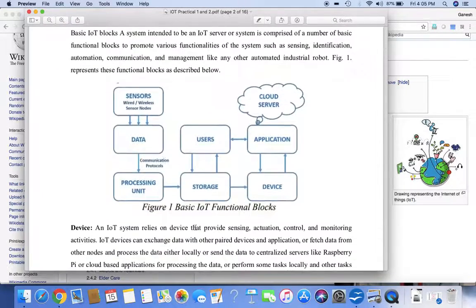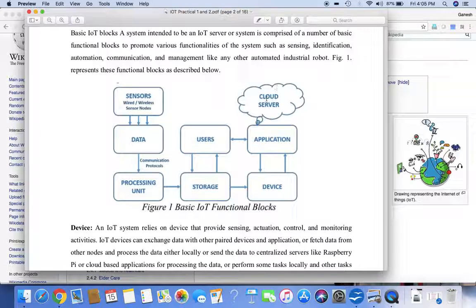If we are talking about the IoT functional blocks, this is the block diagram of the IoT. First, what does the IoT contain? The IoT contains the sensors. The sensors might be wired, the sensors might be wireless. What we are getting from the sensor is data in terms of analog or in terms of digital. We process that data in a processing unit, and we store that data in a storage. That storage might be local storage or might be global storage. Generally the global storage is known as a cloud server.